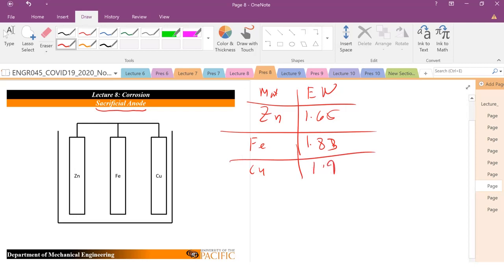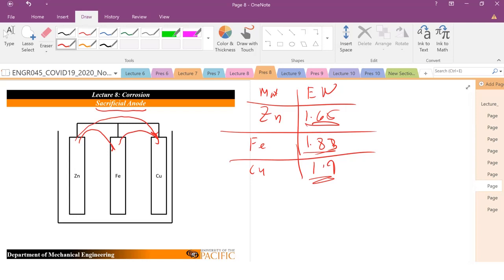So if we connect all these in a circuit, where are the electrons going to flow? Well, copper is going to grab electrons from iron, because its electronegativity is greater than iron. And it's also going to take electrons from zinc. What is going to happen for iron? Well, iron is going to give electrons to copper, and it's also going to take electrons from our zinc as well. And what happens to zinc? It gives to both.